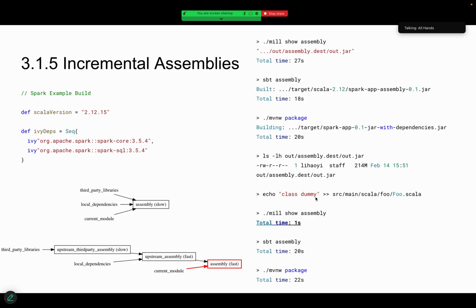So for example, adding a new source file and recompiling and reassembling this after you've done it the first time takes 1 second rather than 20 seconds, which can really speed up things like Spark Submit, where people are iterating over an assembly jar that you keep needing to upload.